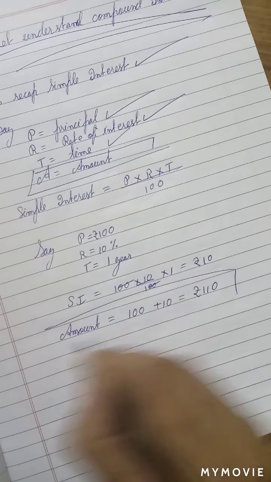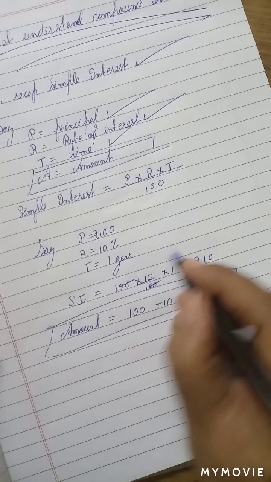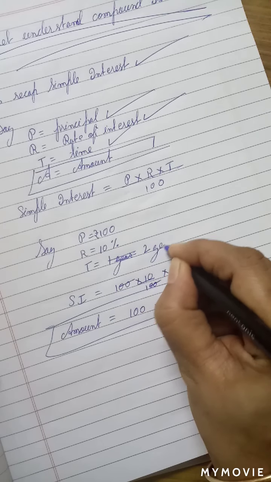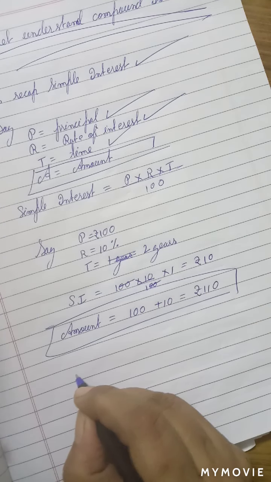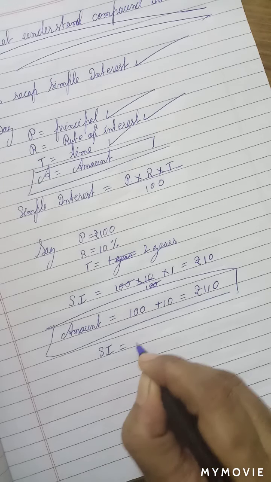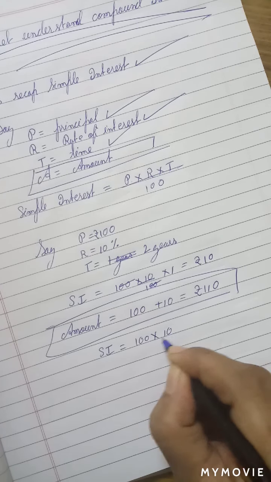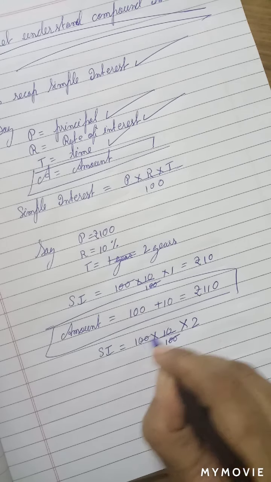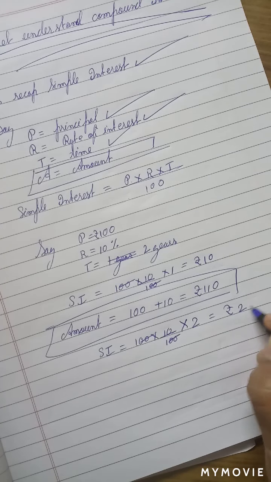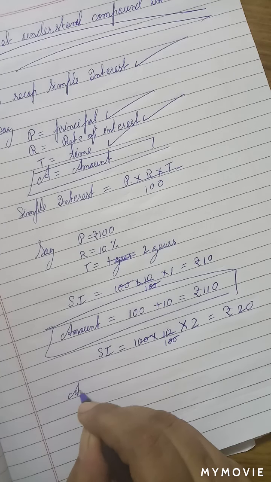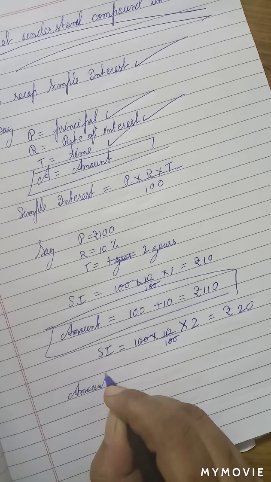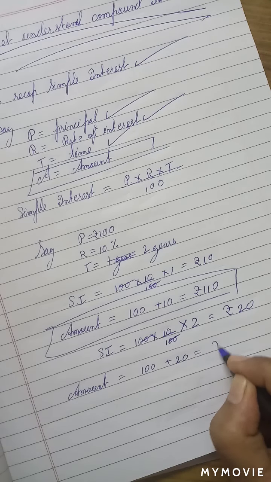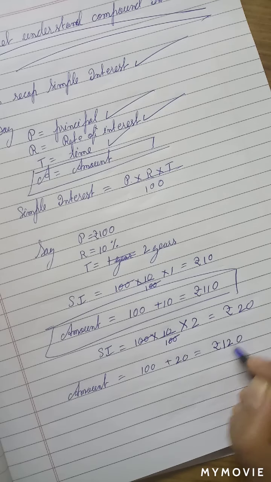That was easy. But let's say the time period becomes 2 years. In that case, the simple interest is going to be 100 into 10 by 100 into 2. This time the time period is 2 years. And the simple interest is going to be rupees 20 and the amount is going to be 100 plus 20, that is rupees 120.